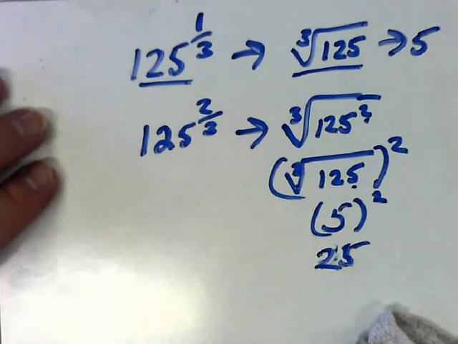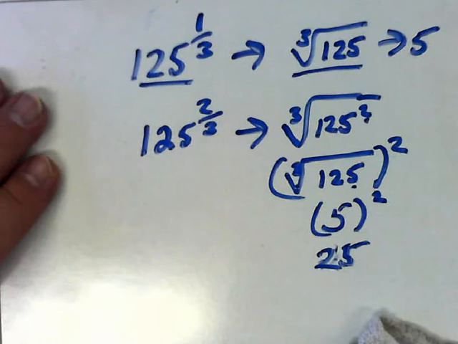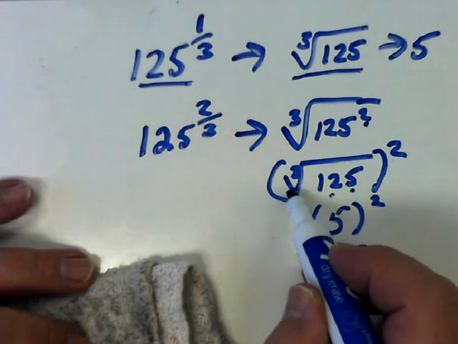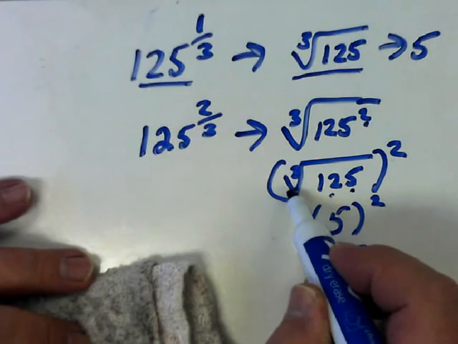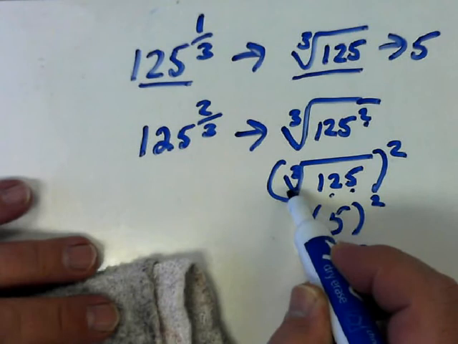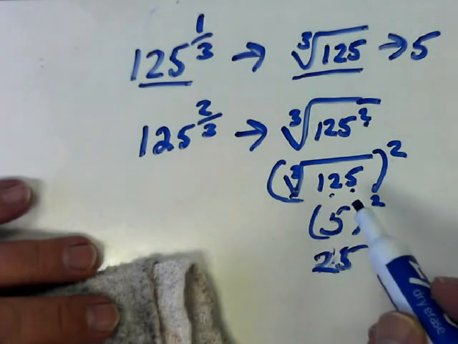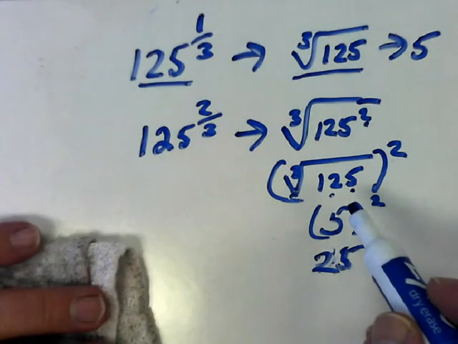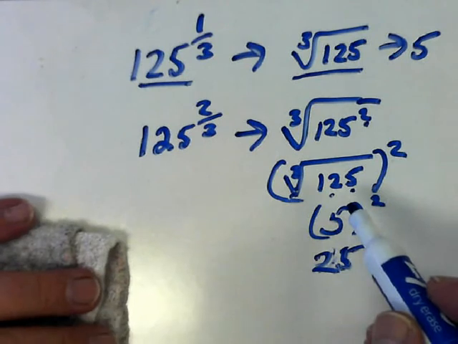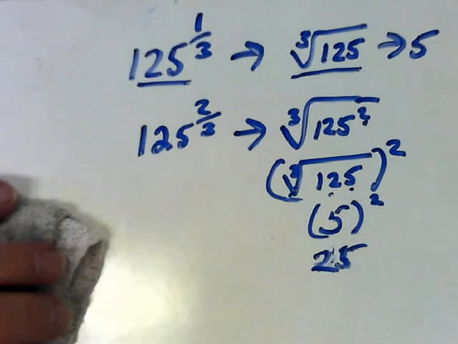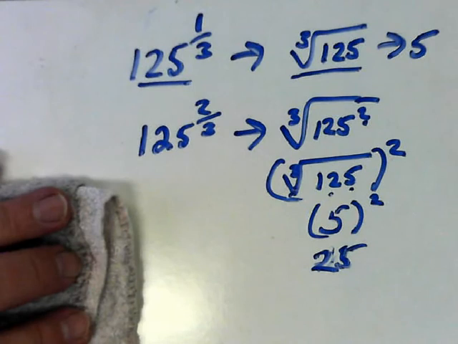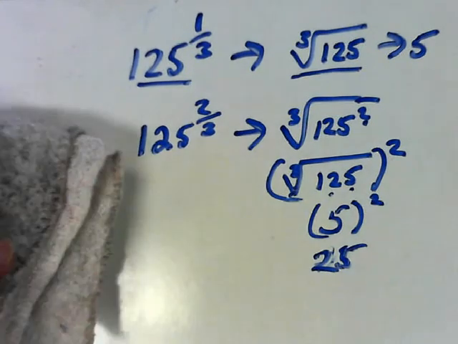We okay with that? How did I get what? 125. What times itself 3 times? Okay? We okay?